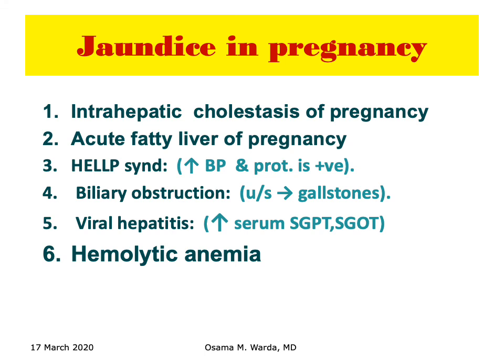Jaundice in pregnancy may be due to intrahepatic cholestasis of pregnancy, acute fatty liver of pregnancy, HELLP syndrome with increased blood pressure and protein in urine, biliary obstruction accidentally due to gallstones, viral hepatitis, acute viral hepatitis with increased enzymes, and may be due to hemolytic anemias.